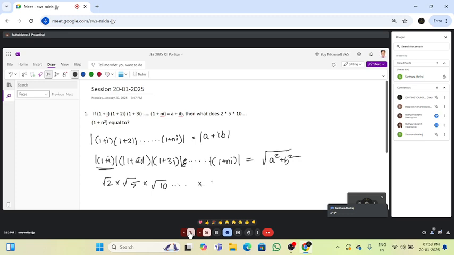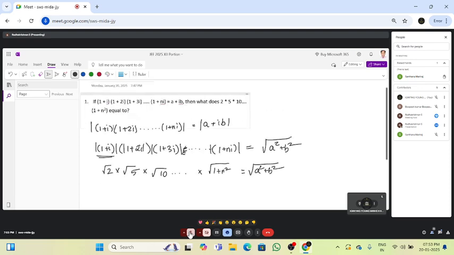Correct, Santanam and Raj, you are right. Root of 1 plus n square. You simply square on both sides, you will get 2 into 5 into 10 into, up to 1 plus n square is equal to a square plus b square. Okay. So let's go to another problem.